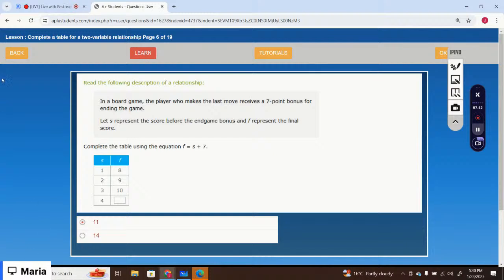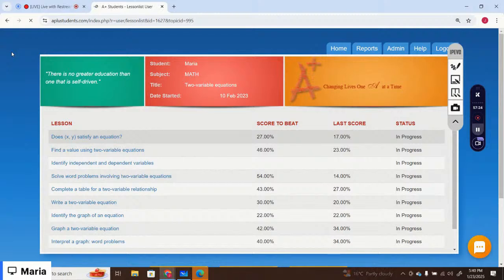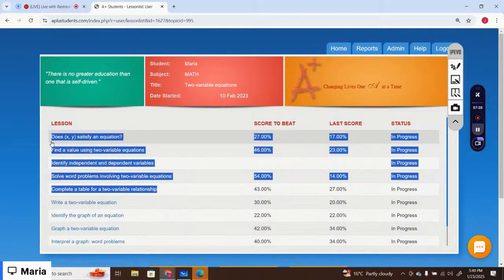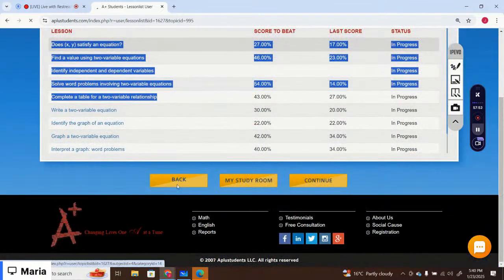Okay, we are done with the lesson. So, we were working on grade 6 math. The chapter we are working on is two variable equations. The lessons we have covered today are: does xy satisfy an equation? Find a value using two variable equations. Word problems involving two variable equations, and then complete a table for a two variable relationship. So please make sure before the next session you complete all the practice questions for the lessons we just did. That is your homework until the next session.